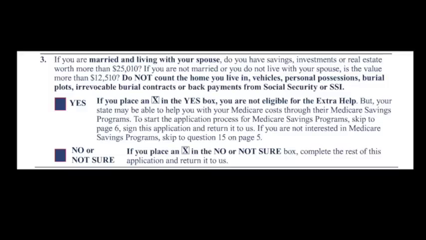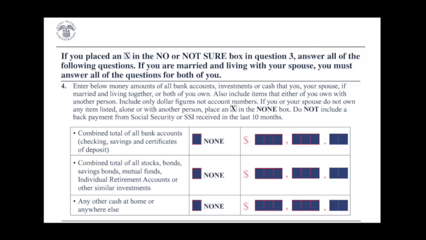You can check yes if you are doing the paper form, but it says here you are not eligible for extra help. It's not going to make much sense to submit it. If you check the box no or not sure, you continue completing the form. In question 4, Social Security tries to get an idea of the person's assets. You can see it is the combined total of all bank accounts.